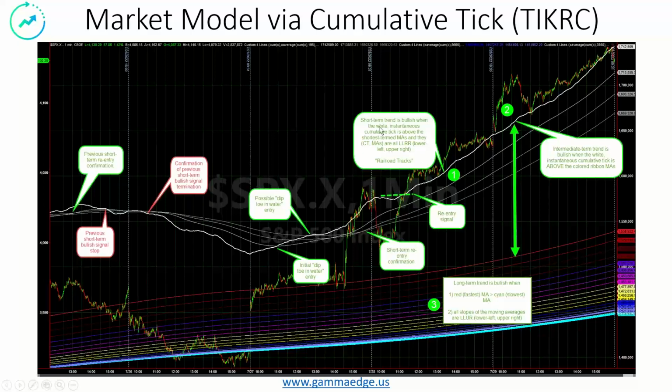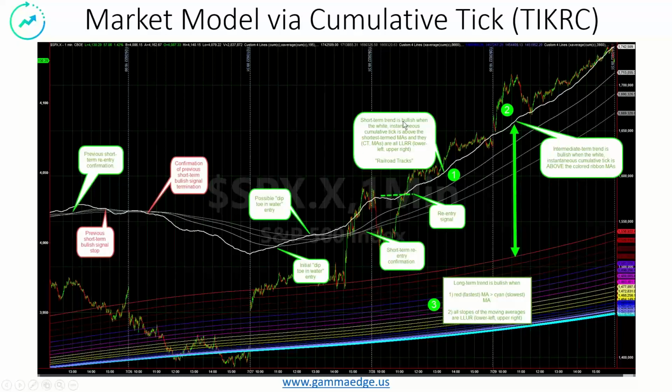We're going to start here at circle 1, which starts with the short-term trend. The short-term trend is when this white instantaneous, what we call the CT or the cumulative tick line, is above the shortest term moving averages. And the shortest term moving averages are shown here in white. Now we have an indicator here in TradeStation. We have one in TOS, which uses the same color scheme. And then we have one that one of our members, James, has developed in TradingView. It uses a different scheme, but the concepts are the same.